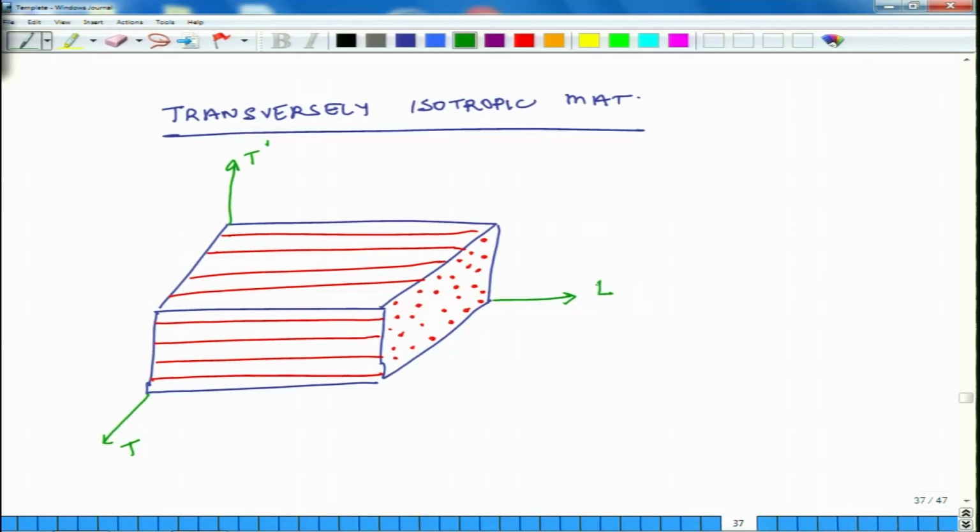So, what is the plane of transverse isotropy? Plane of transverse isotropy. It exists in TT prime plane. Specifically, it exists in this plane 1, 2, 3, 4, right, because if I pull or test this material in this plane, then its properties will come out as isotropic, and if that is the case, then we write some mathematical relations based on this understanding that this is transversely isotropic.